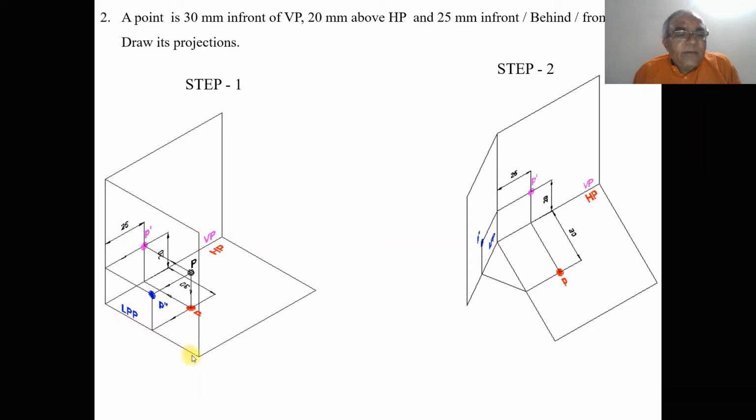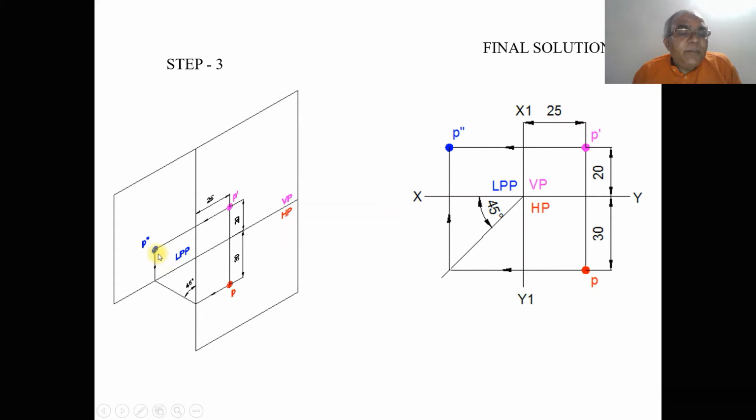And when you cut it here and rotate the HP down and LPP towards the left side, this will be the direction of rotation. In the next position, you can see that LPP will come on the left side, and the vertical plane and the horizontal plane will come on the right side, and the corresponding images also get rotated. Now the distance of 25 mm in front of LPP can be seen in the vertical plane and also in the horizontal plane. So you get this line, and the distance 20 mm above HP is seen in the vertical plane, and the distance in front of VP can be seen in the horizontal plane.